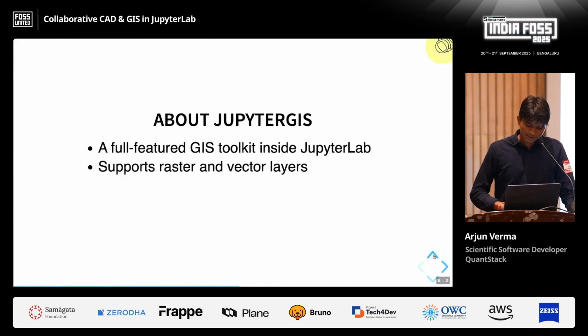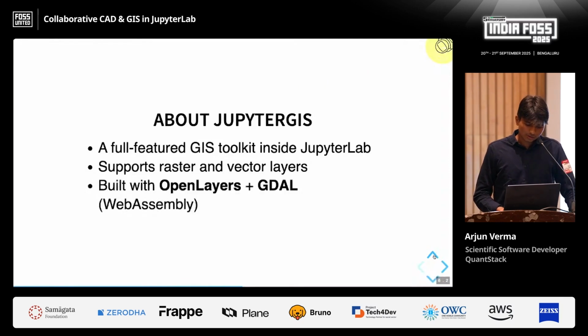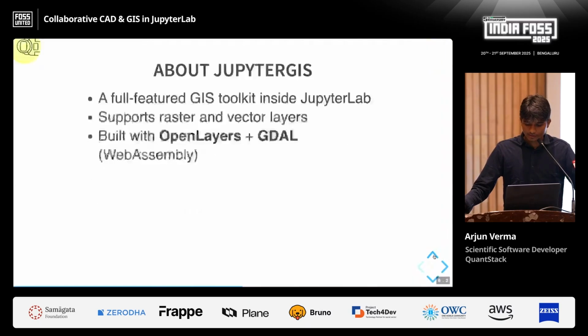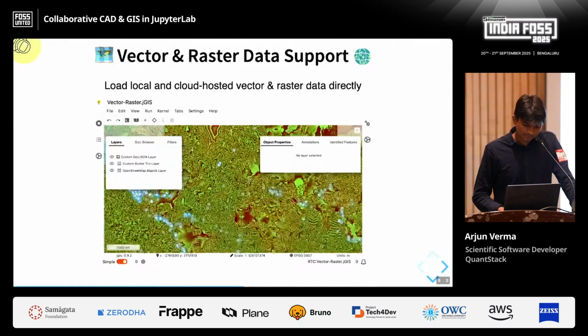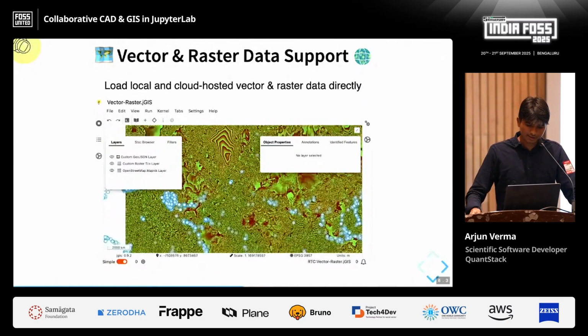So Jupyter GIS is a full-featured GIS toolkit inside JupyterLab, and it also works in JupyterLite. It supports raster and vector layers. The front end is built on OpenLayers, and the backend processing happens on GDAL, compiled in WebAssembly again. So it has vector and raster data support.